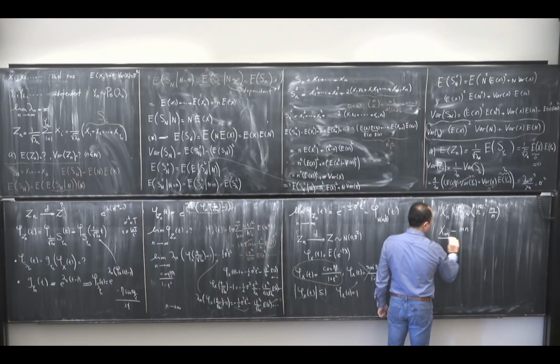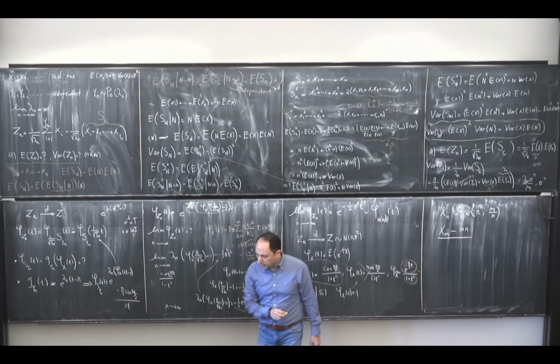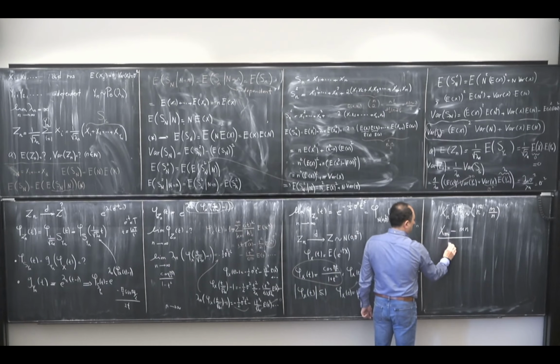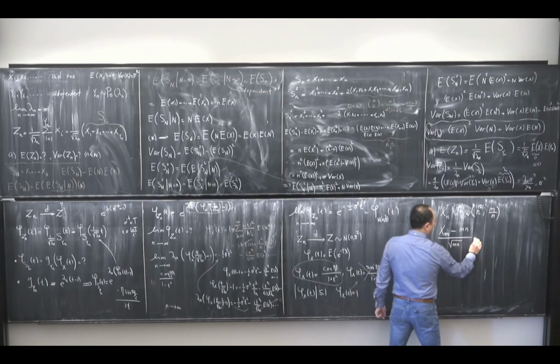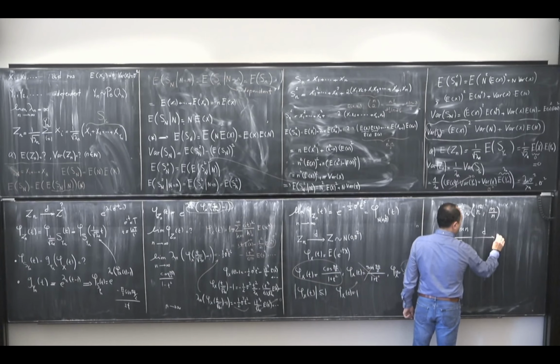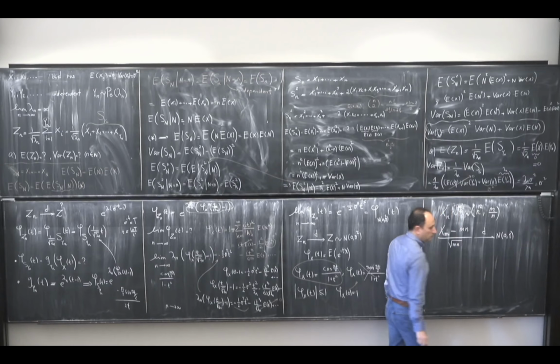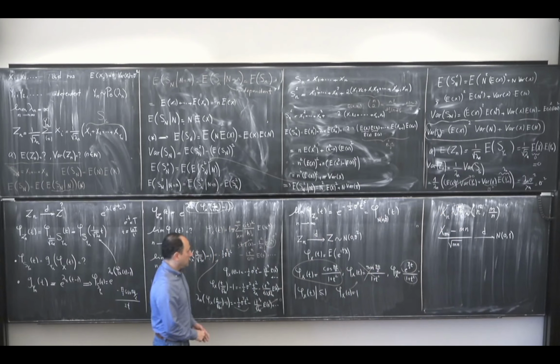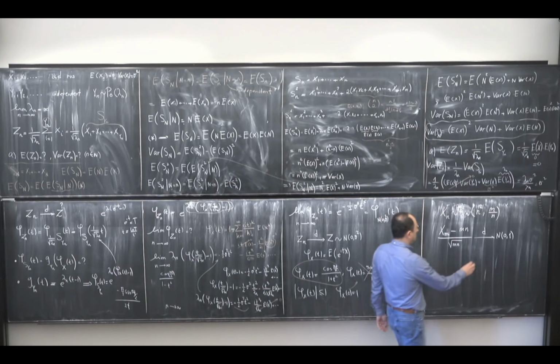Am I right? n squared, m over n. And then we want to show that (X_n minus its mean) divided by the square root of its variance converges to N(0, 1) in distribution. Is that right? Yes. And they have told you that m is positive.